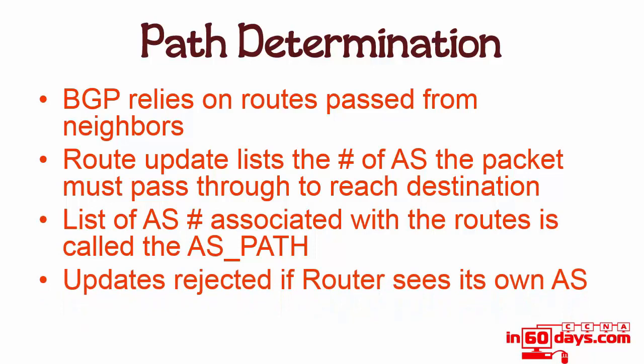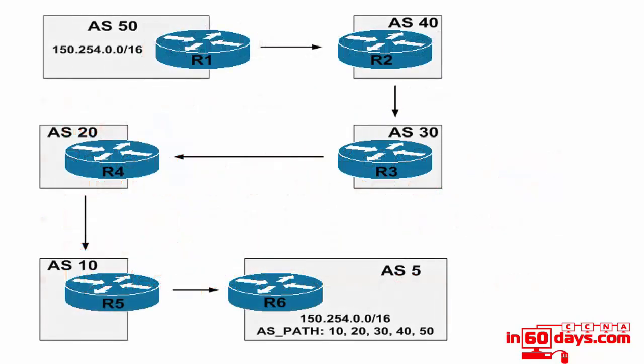Now, if the router sees its own AS number in the update, then the update's rejected, because that means a loop would form, which obviously we don't want. And here's an illustration. You can see AS50 with an IP address here. And finally, the AS path update is received on router 6 at the bottom, and it includes the path and also the IP address.